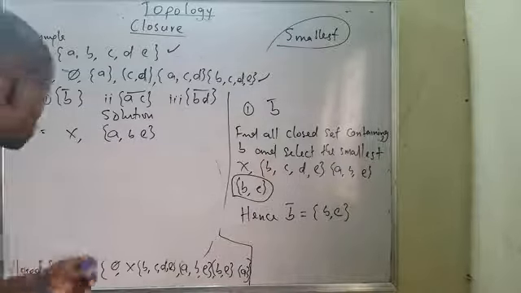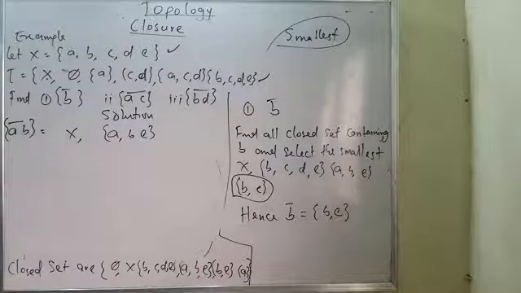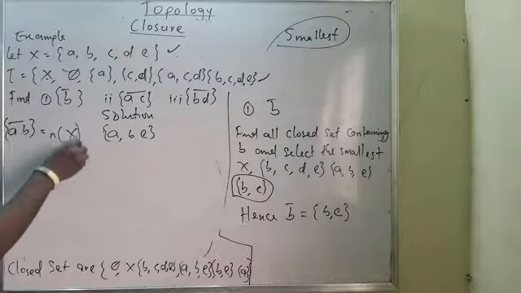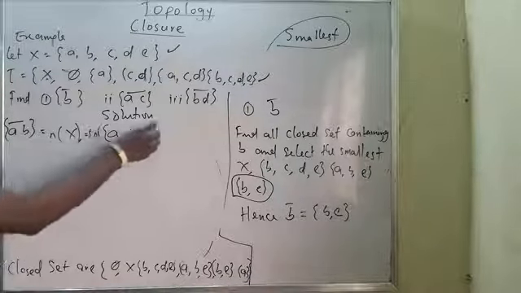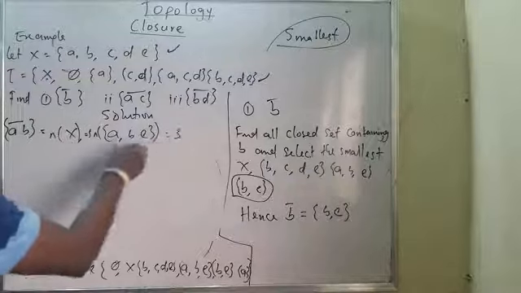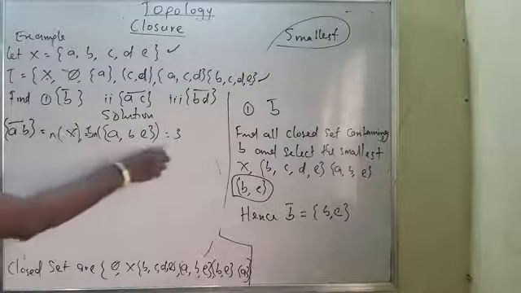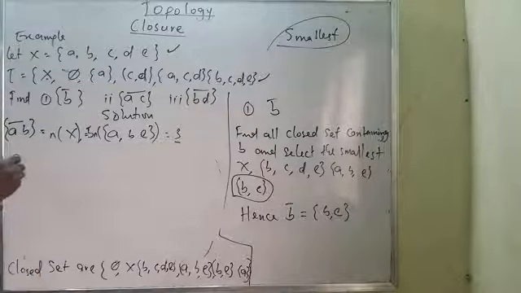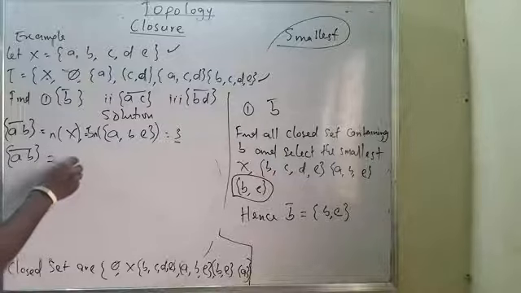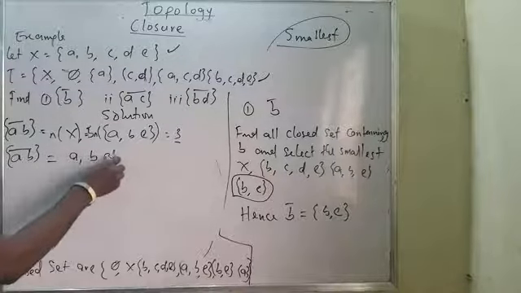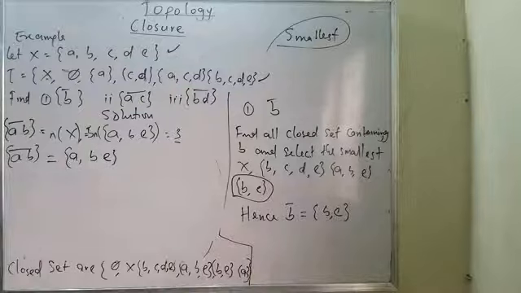Now, since I have those two sets, I will look for the least. The cardinality of this is 5. The cardinality of this is 3. Among them, 3 is the smallest. So the closure of AB equals A, B, E.